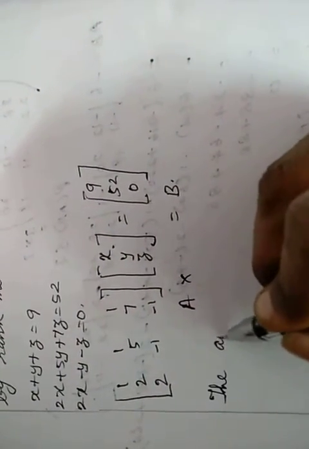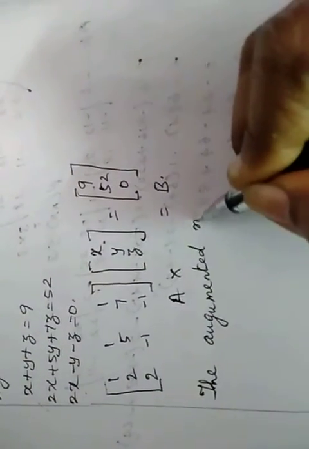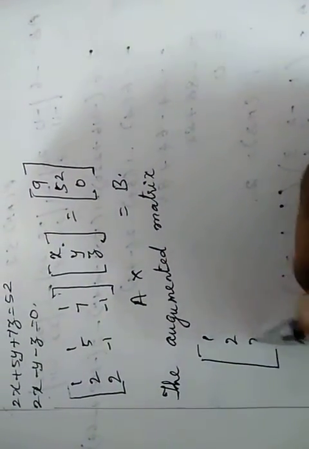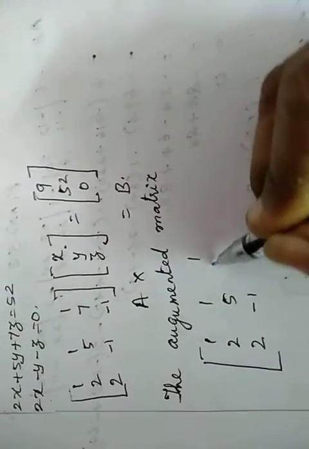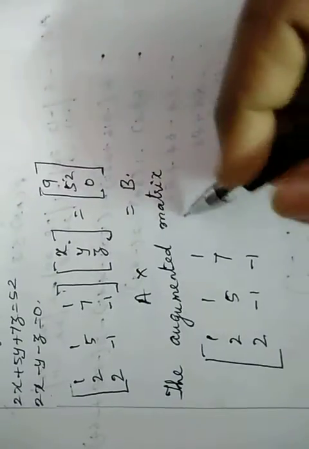I'll teach you what is augmented matrix. Take and write matrix A as such: 1 1 1, 2 5 7, 2 minus 1 minus 1. Along with this, add the matrix B. So you will get 9, 52, 0. This is called as augmented matrix.